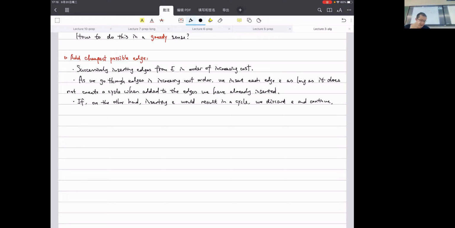So basically, this approach is called Kruskal's algorithm. Any question about the definition of Kruskal's algorithm?